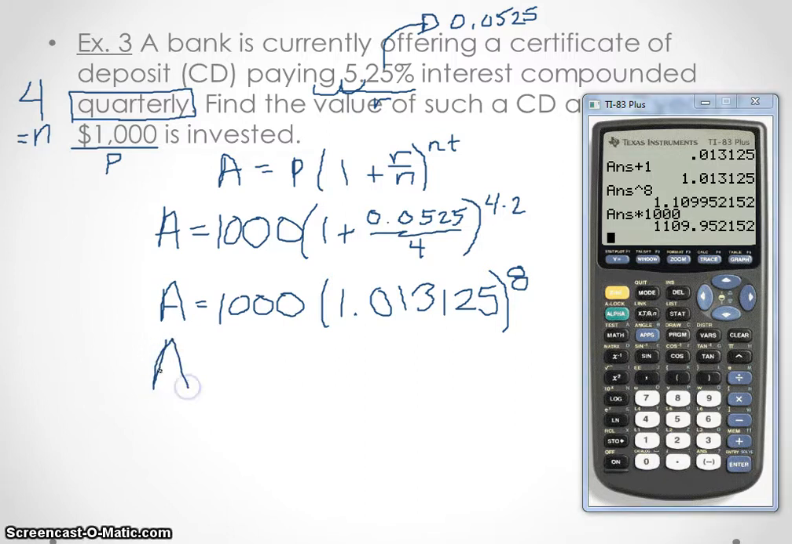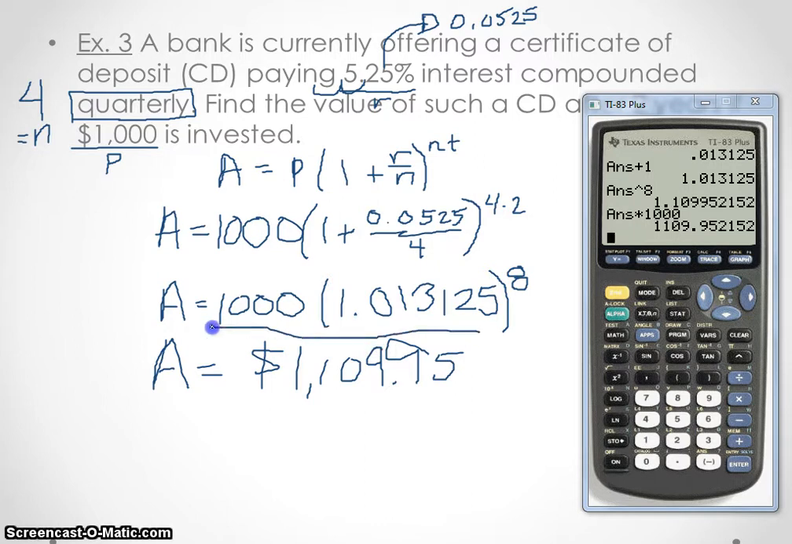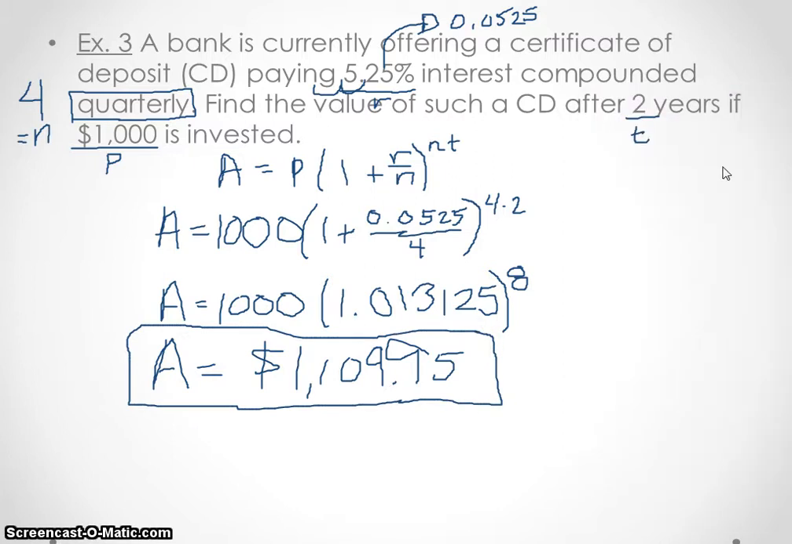So the amount in my account here is $1,109.95 cents. Whoops, that's a 9, I promise. 95 cents. Boom, there you go. 2 years of doing nothing, you earn $100. Not too shabby. All right, let's take a look at our next example here.